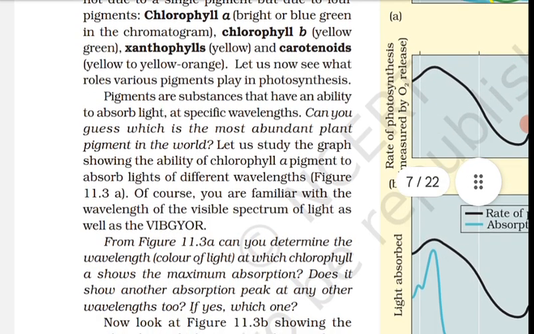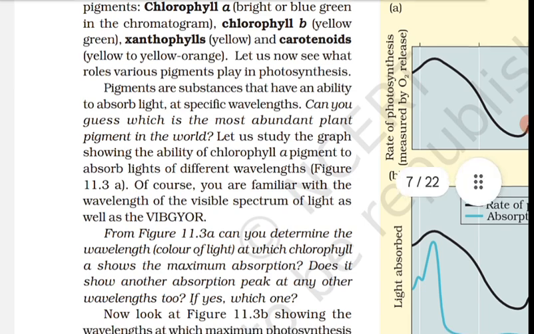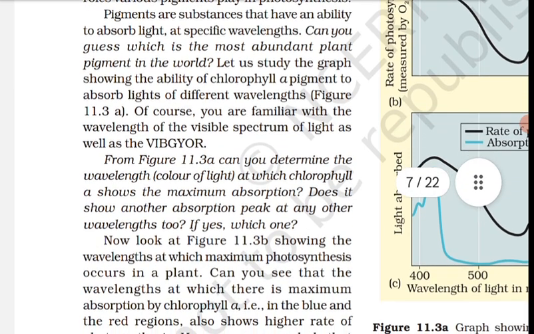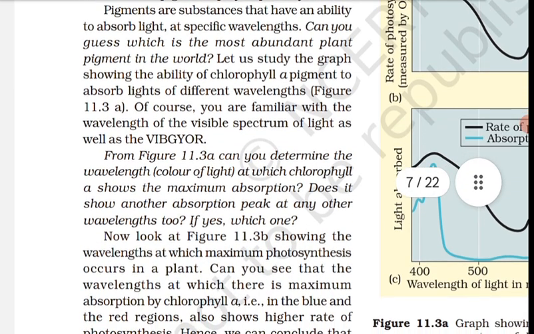6CO2 plus 12H2O. Why did we write 12H2O, remember? Because for the production of one molecule of glucose, 12 NADPH molecules are required, and for the production of 12 NADPH molecules, 12 water molecules are required. So this is the answer of that. Understood? So the next is, where does photosynthesis take place?